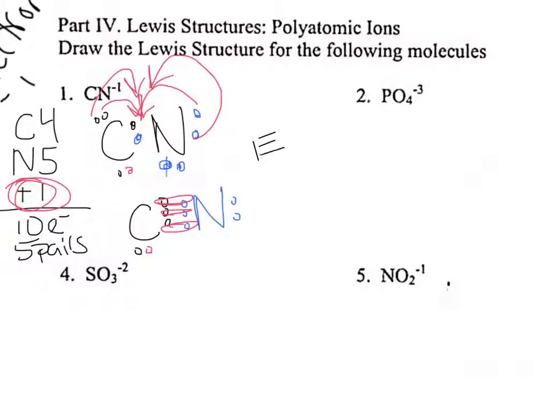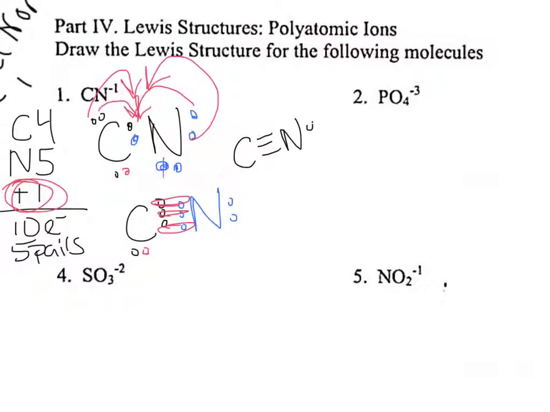The actual structure then is drawn like this. Carbon triple bonded to nitrogen, a lone pair of electrons and a lone pair of electrons. Okay, disregard this line here, that was a mistake.